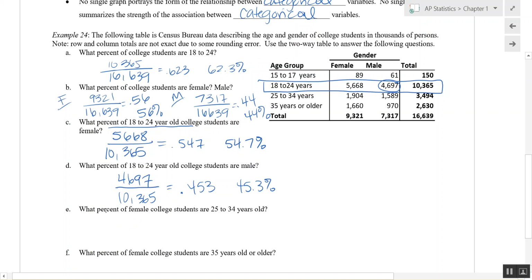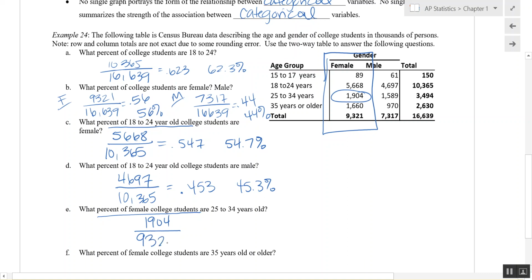What percent of female college students are 25 to 34 years old? Now we're going to look at just the female college students. Here, females, this is what we're looking at. Of the females, what percent are 25 to 34? For 25 to 34, we have 1904. Divide by our total that are female, 9,321. So 1904 over that is 0.204, so about 20%.